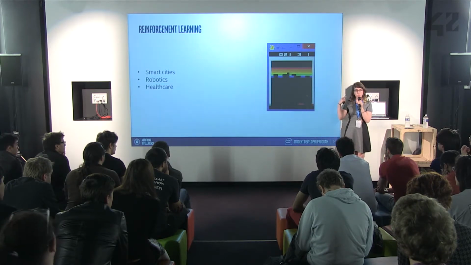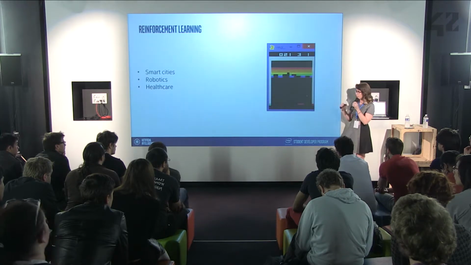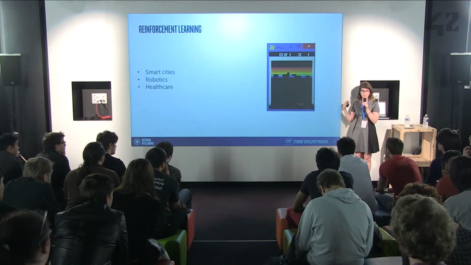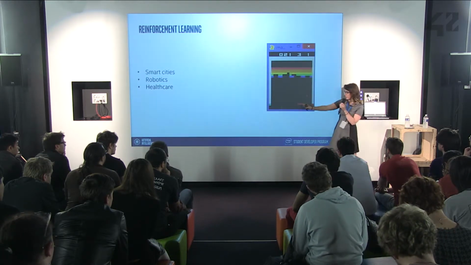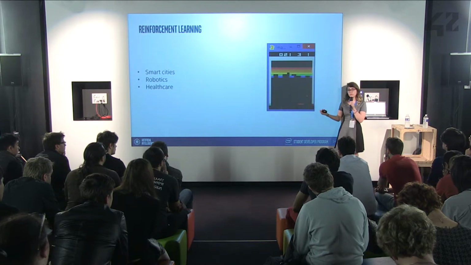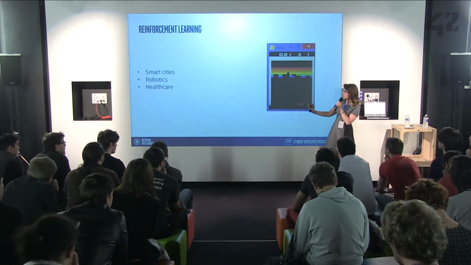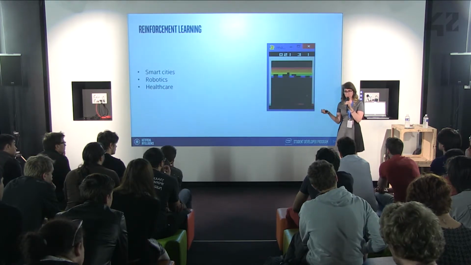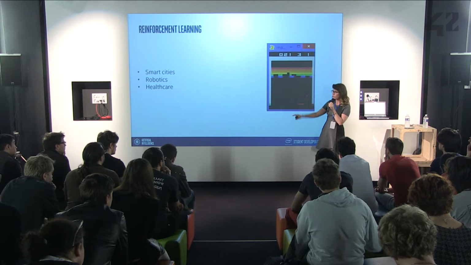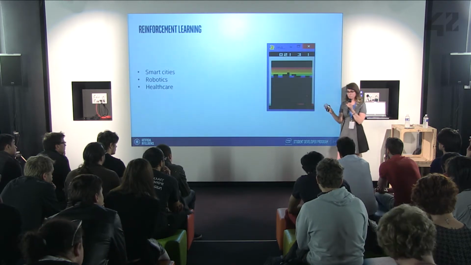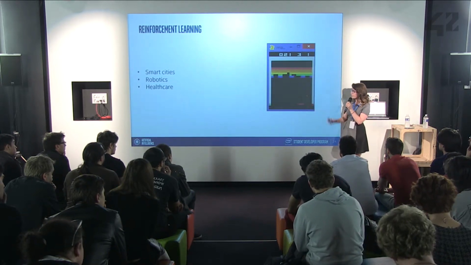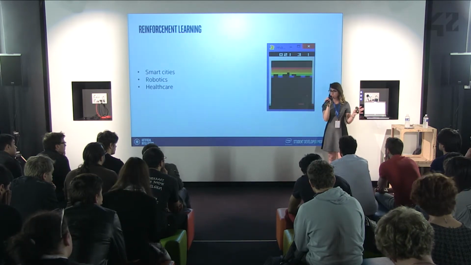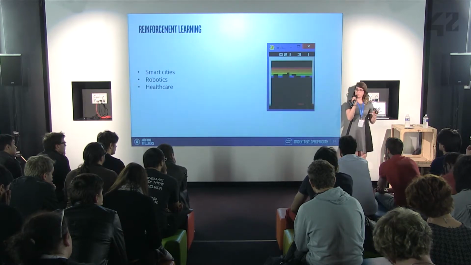Even if you're checking whether it's doing something correctly or not, you're not labeling the data. You're not explicitly telling this agent what to do or how to behave. You're just going to tell it, if you hit this, I'm going to give you a point, which is called a reward in reinforcement learning. If you lose, I'm going to punish you, which is the term used in reinforcement learning.